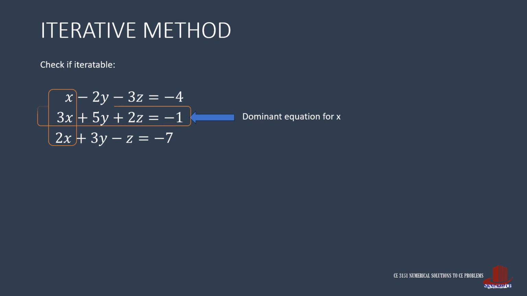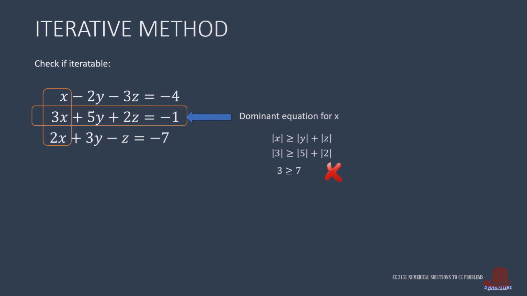Now check it horizontally with a test that the absolute value of x should be greater than or equal to the absolute value of y plus the absolute value of z. This is like 3 tested with 5 plus 2, where 3 is definitely not greater than or equal to 7. This disqualifies the system to be iterated.